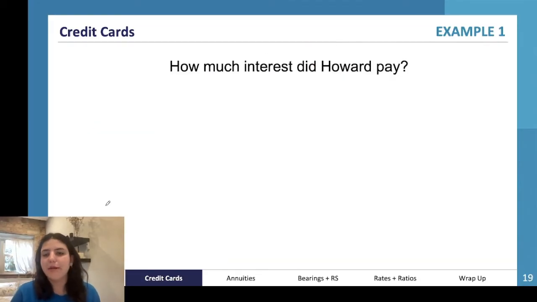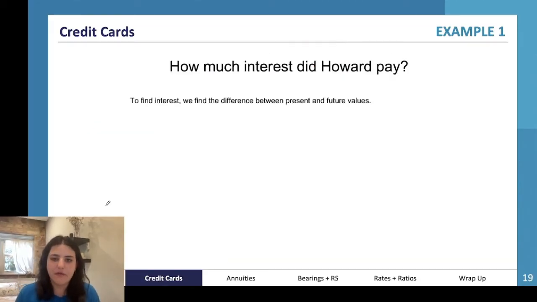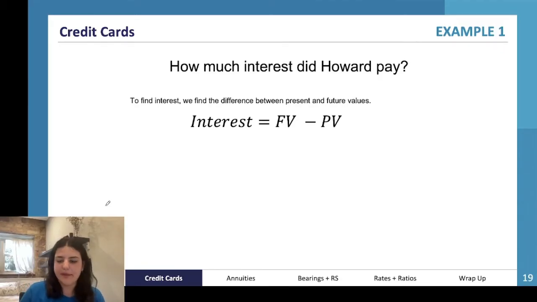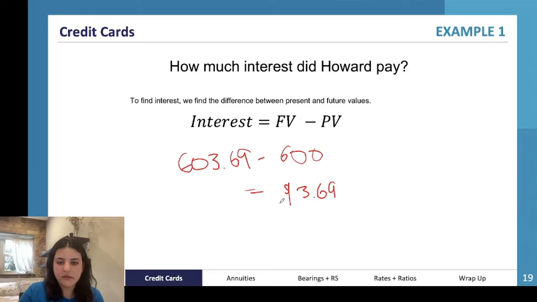Okay. How much interest did Howard pay? You should be able to tell from the question. It's just the difference between the future value and the present value. So our future value was $603.69 and our present value was $600. So it was $3.69.